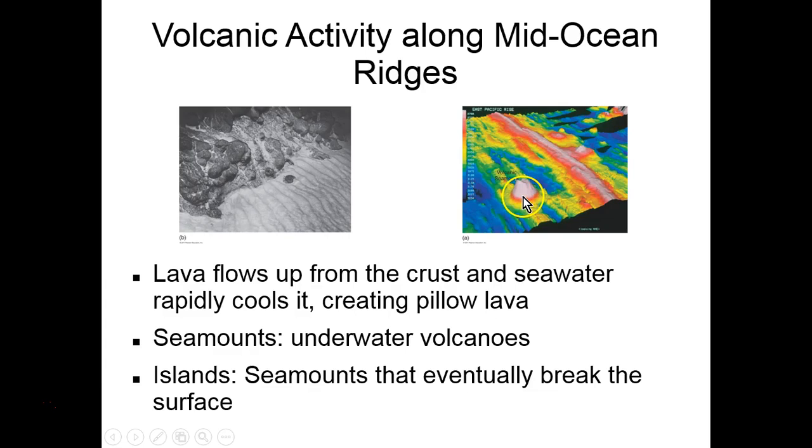We also see seamounts surrounding mid-ocean ridges, and that's because lots of times, this is the main point where the heat is coming up, but heat can also come up anywhere close by that as well. And so we often see volcanic seamounts coming up, and those volcanic seamounts can eventually keep on growing and growing and growing until they reach the surface of the water, and then we will call them islands.